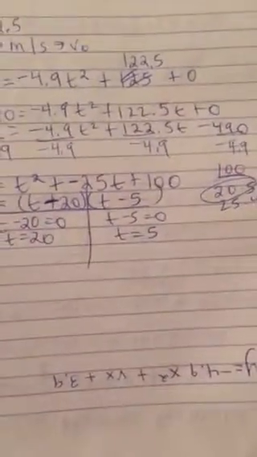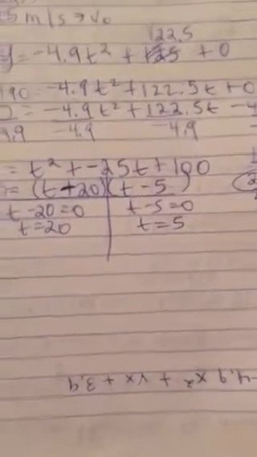And then let's just follow it up with the t chart. T minus 20 equals 0. T minus 5 equals 0. So we're looking at a time of 5 seconds. We're looking at a time of 20 seconds. And yeah, that should make sense to our sketch.